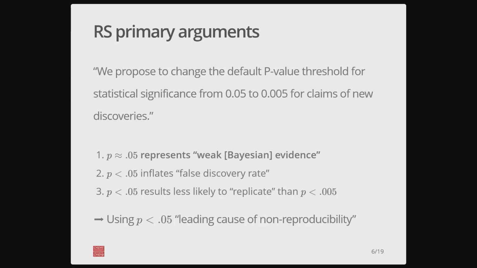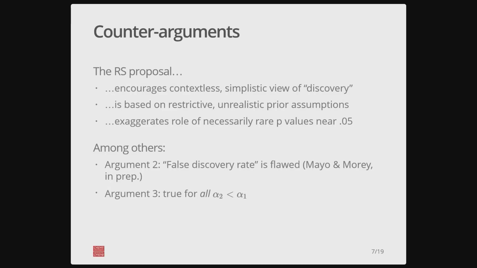So this is the justification of the enterprise, that the use of p less than 0.05 as opposed to, say, 0.005 is a leading cause of the reproducibility crisis. So keep that in mind as we go along. Now I'm going to focus on argument one, because this was their primary argument. That is, that the Bayesian evidence is weak.